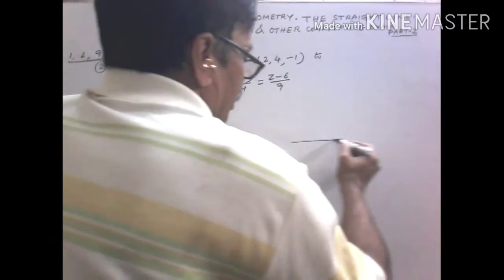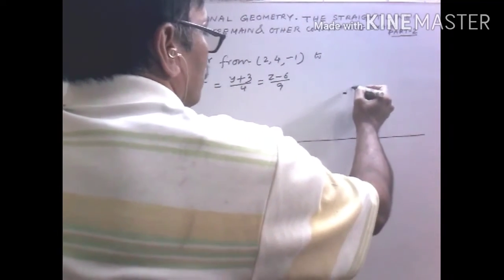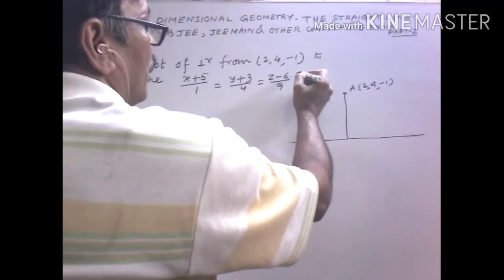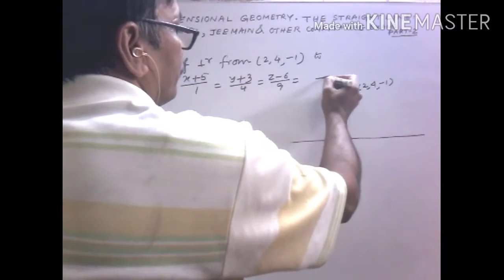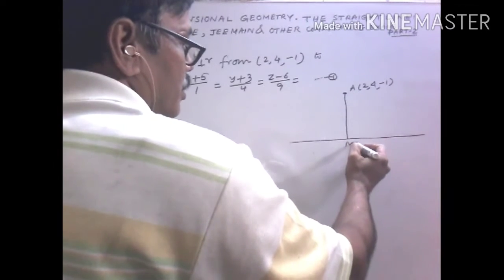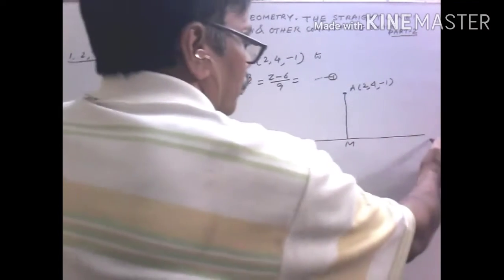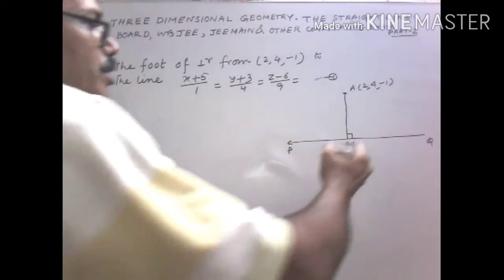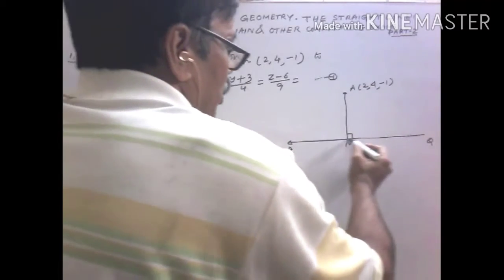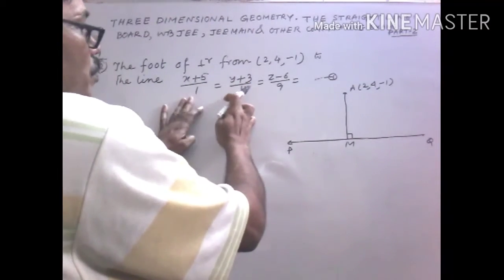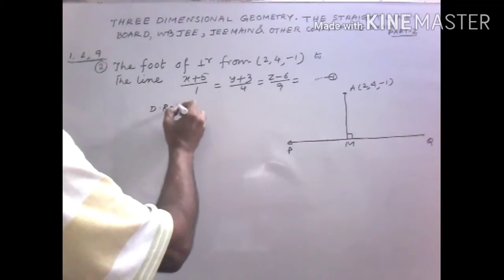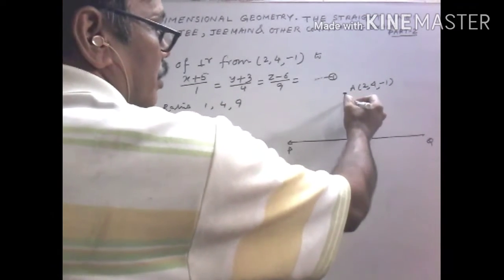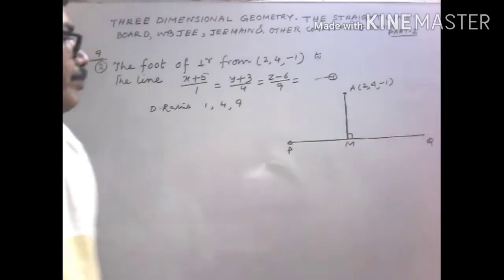Now look, a line is given and we have to find the foot of perpendicular from point A to the given line. So this is A, this is M. Suppose the line is PQ. So this is called the foot of perpendicular. What will be our steps? PQ is given, so we know the D ratios of PQ. What are the D ratios? 1, 4, 9.